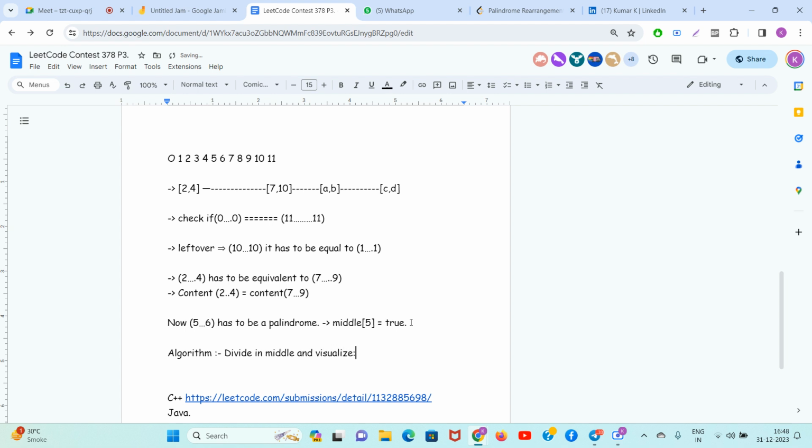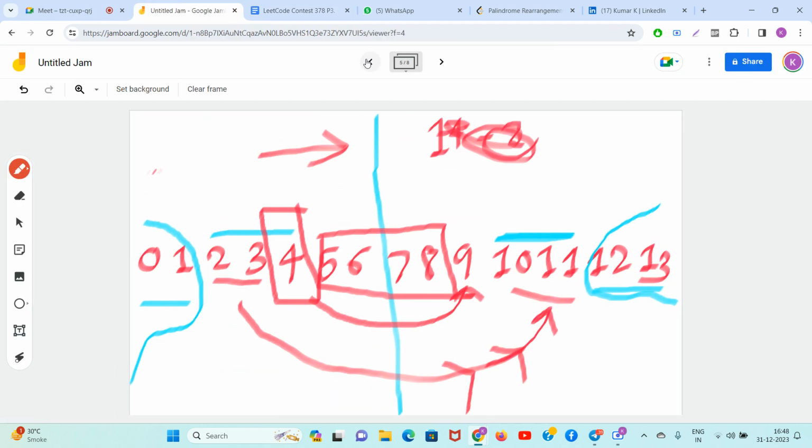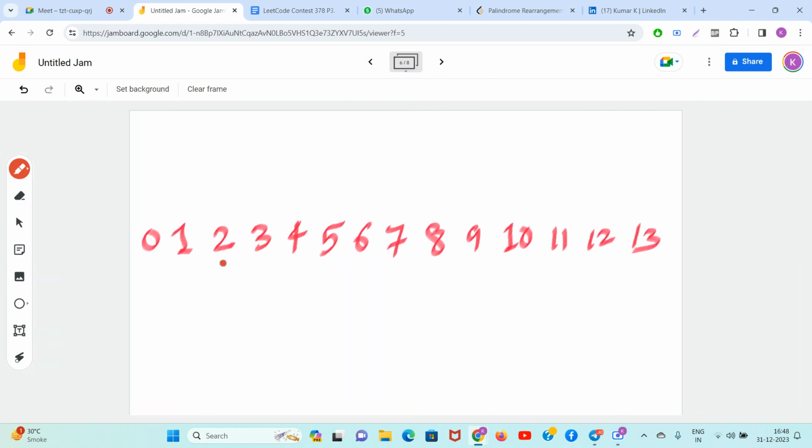Let's say we have 0 to 13, and the ranges are 2 to 4 and 10 to 11. Yes, 2 to 4 and 10 to 11. Okay, guys, divide in half now.